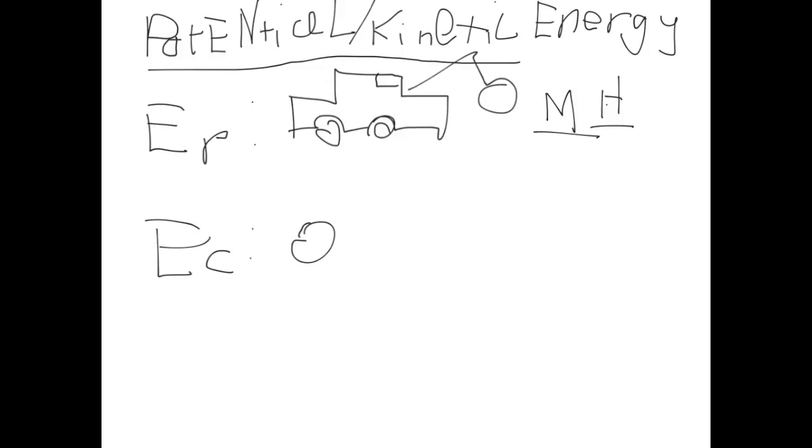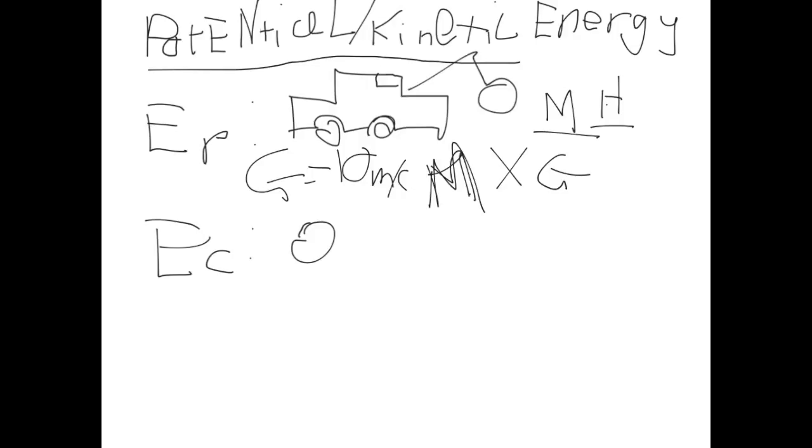So, to find the potential energy, we have to do mass times the acceleration of gravity, that equals 10 meters per second. Mass times the acceleration of gravity times the height.